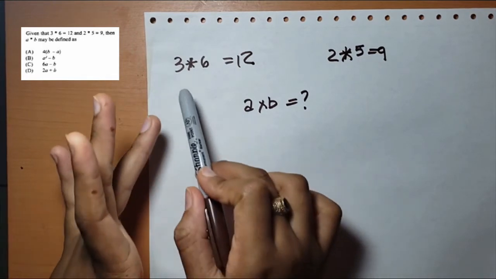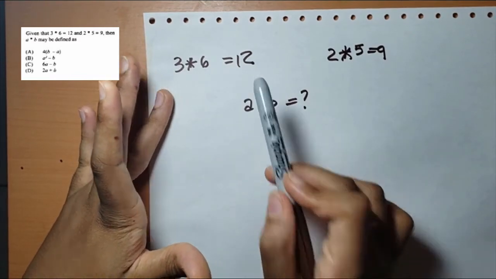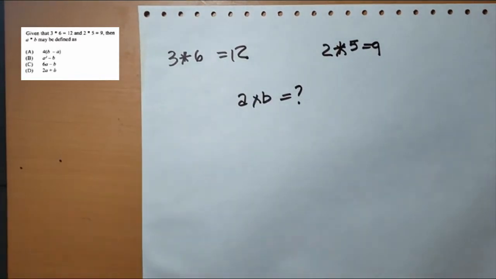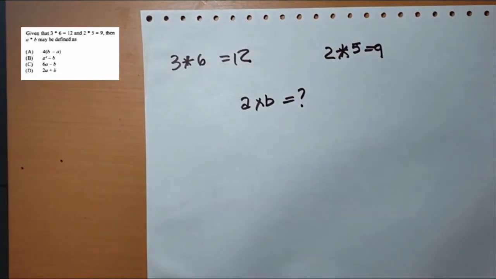If we look at the 3 and the 6, we get 12. So how? What is common between both of these? One way that you can do this is by going from A to D and finding out which one of these operations coincides with A star B. Or if you want, you can spend the whole day trying to figure this out. So I'm going to go through the options.